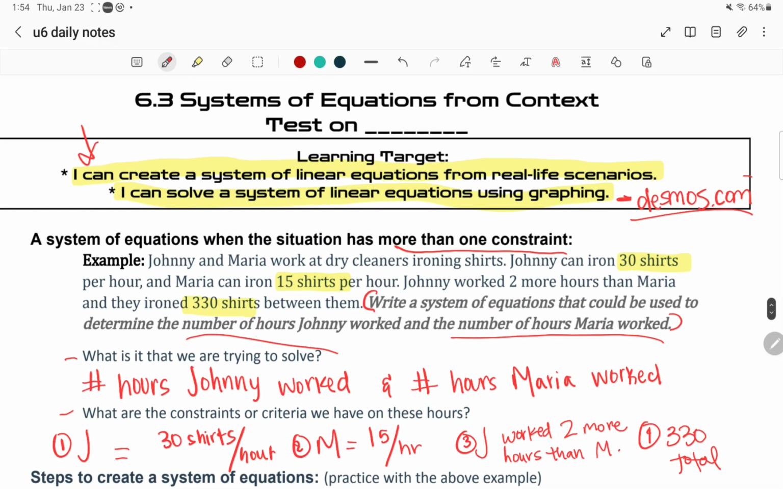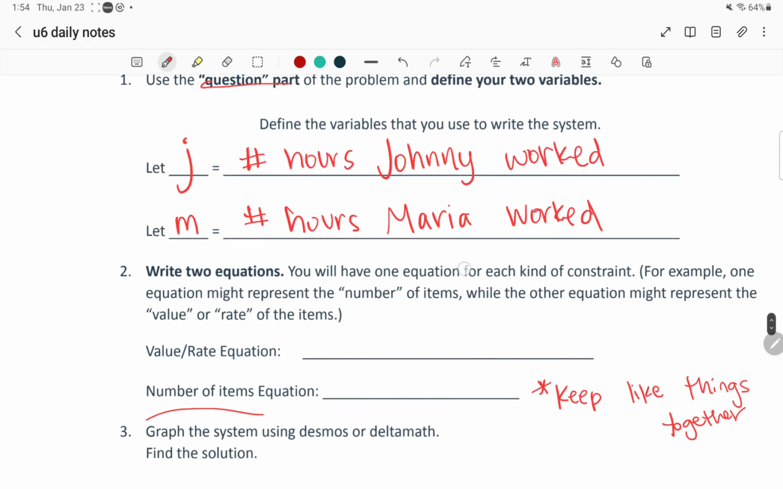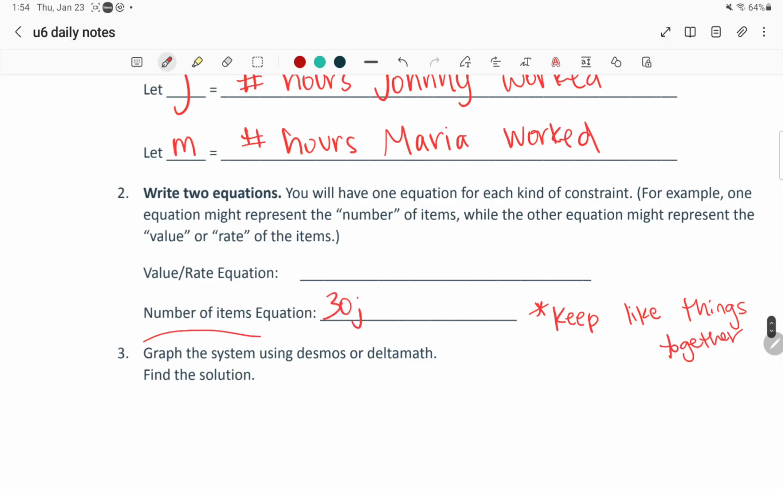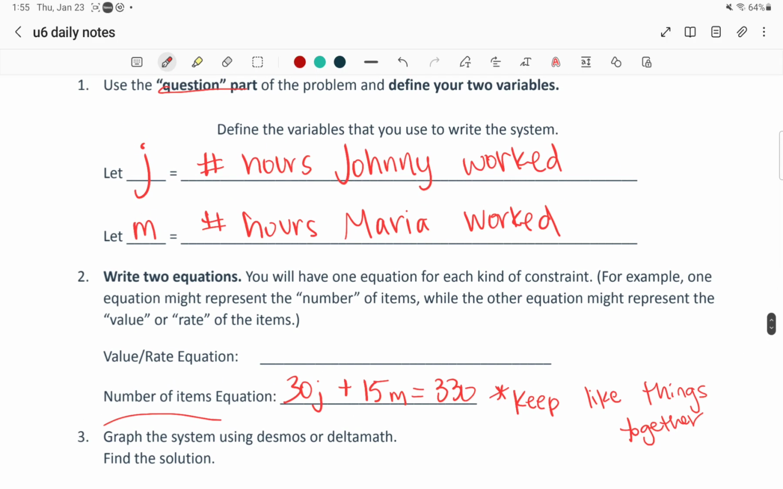And we're holding to that. 30 shirts is Johnny, so my 30 is going to go with J. 30 shirts per hour, Johnny's number of hours, plus 15 shirts per hour, and that's Maria's number of hours. And we know that they ironed 330 shirts total. So there we go. I've used 3 pieces of my 4 pieces of information, and I made one of my equations.